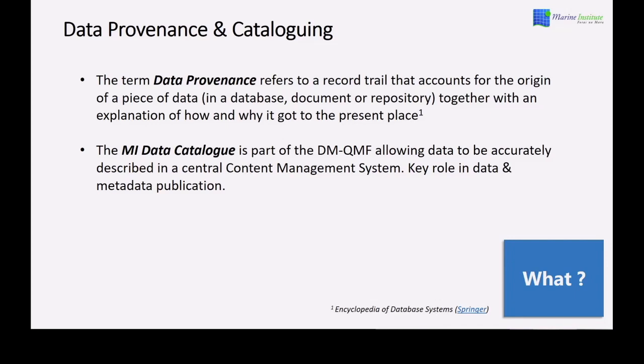And then the MI data catalog is the component of the QMF that allows us to centrally describe all of our data in a central and unified content management system. So the data provenance information that we collect is a key part in that. And then the content management system, or data catalog, plays a key role in onward data and metadata publication, and we'll look at that as well in a couple of minutes.